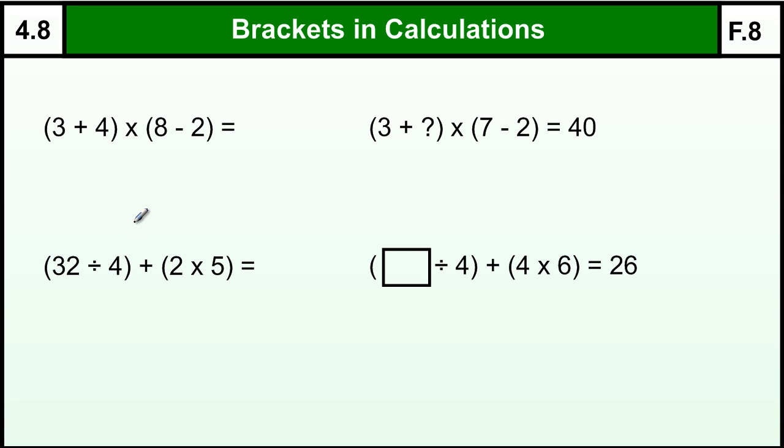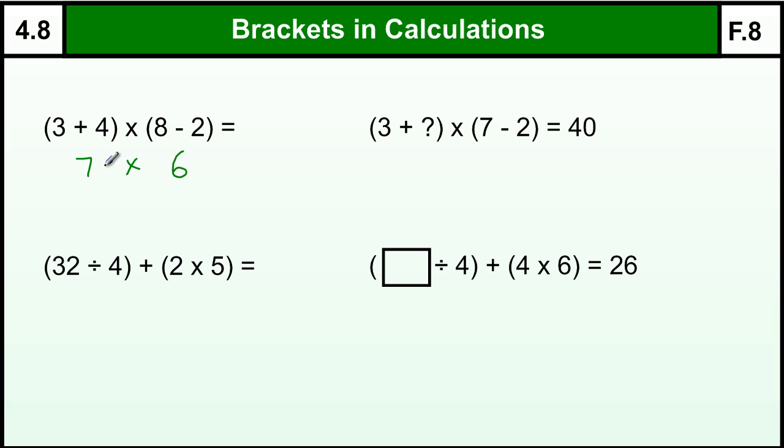Brackets and calculations. Now we should be familiar with the idea that brackets come first. We should always work out what's in a bracket first before we do anything else. So when we're doing these calculations, we're looking at 3 plus 4, which is 7, 8 minus 2, which is 6, and we times those two things together. We must keep the order in which we work them out.